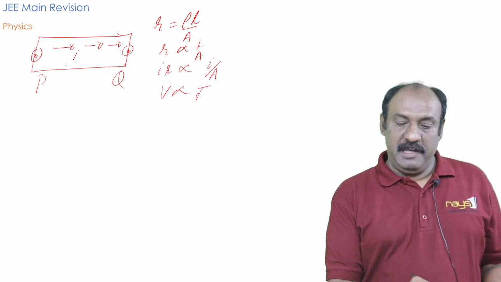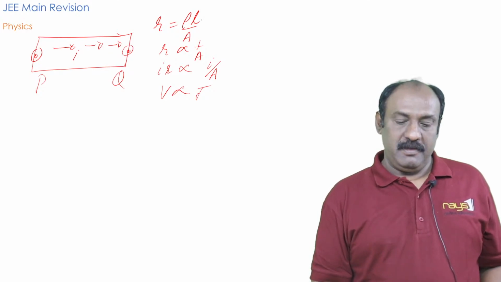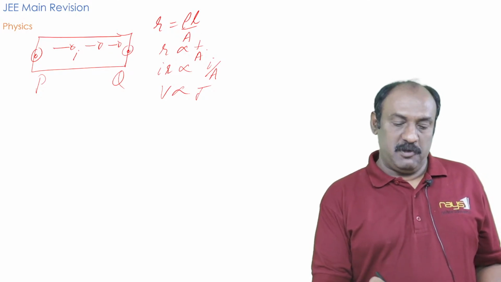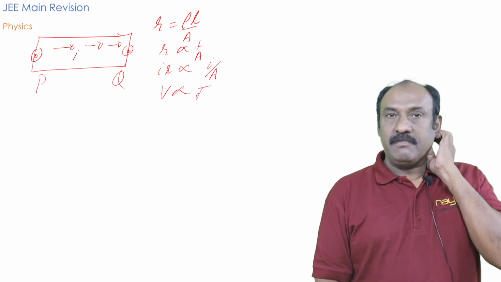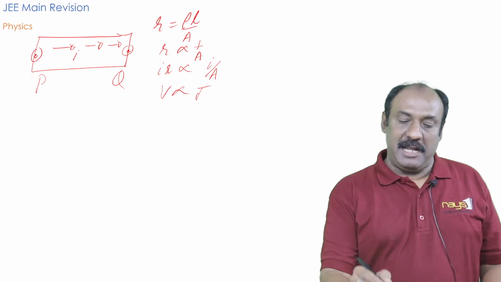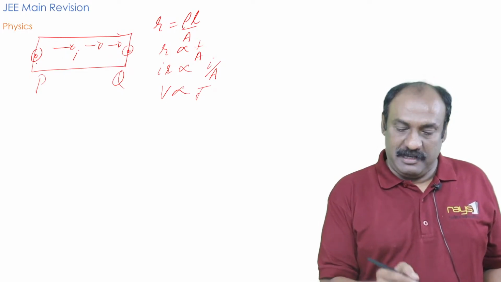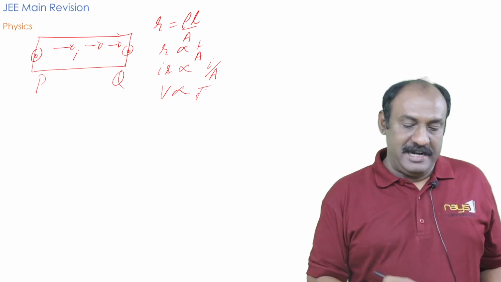Between the ends P and Q, the resistance of the strip is rho L by A. So R is inversely proportional to the area of cross section of the strip. Multiplying I with R on both sides, IR is directly proportional to I by A. But IR is the potential difference between these two points P and Q in the strip, and it is directly proportional to current density.